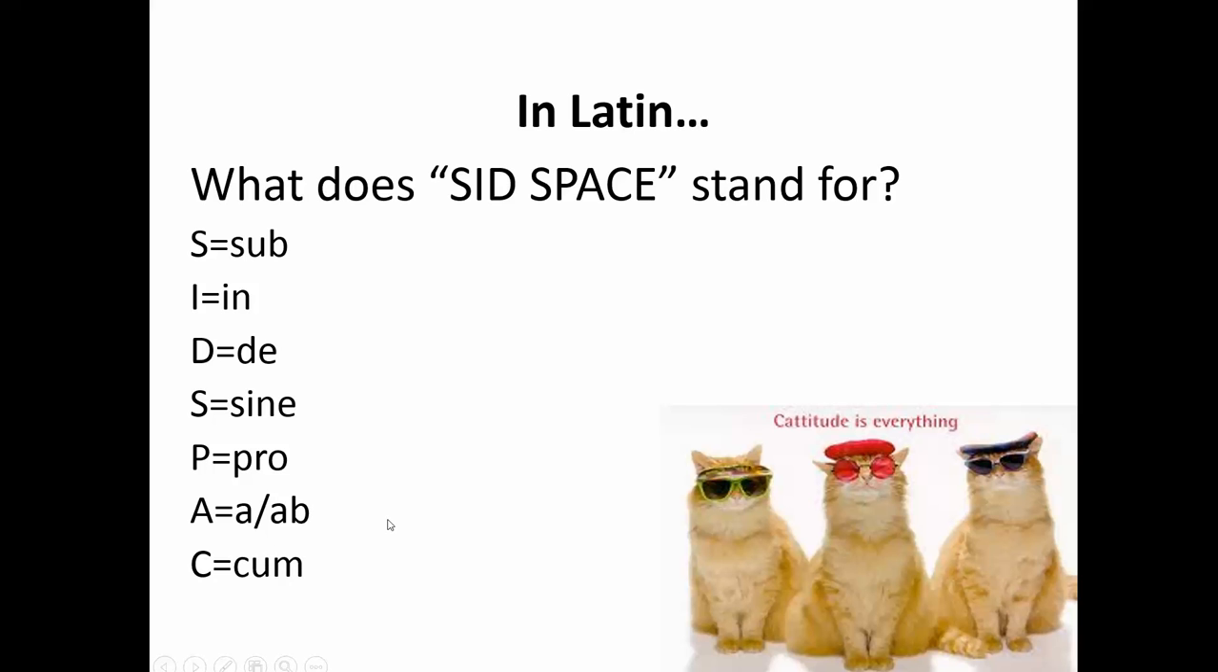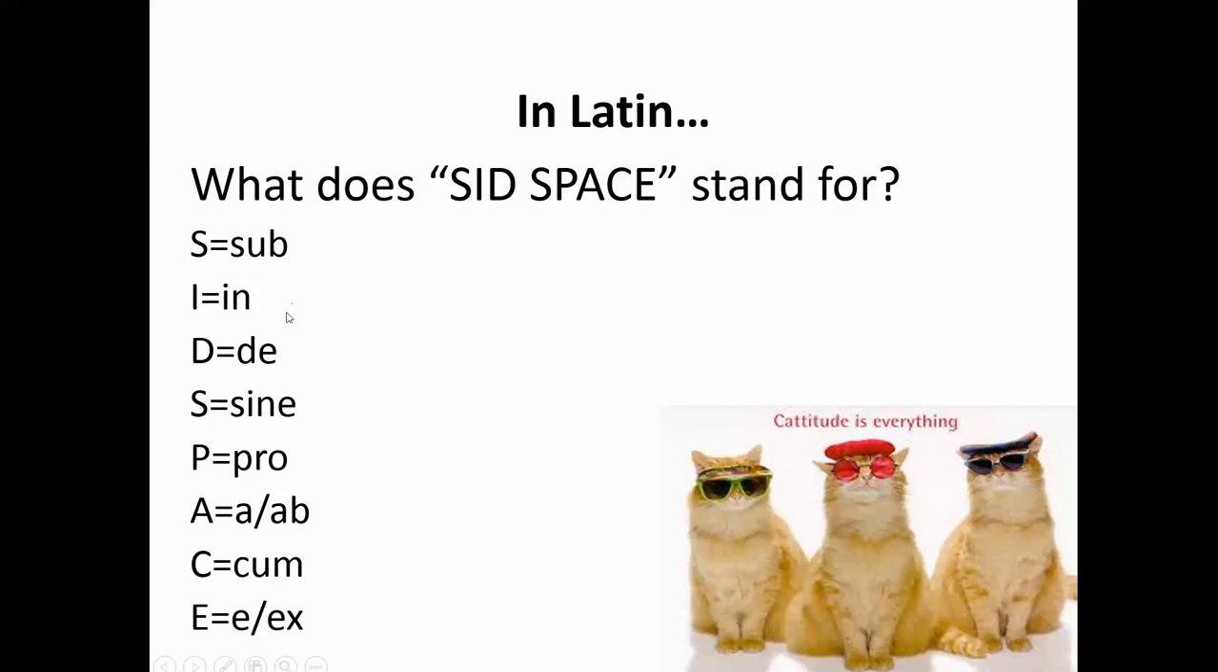C is for cum, which we know means with. And E is for e or ex. This works the same as ab. If I wanted to say out of or from the dog, which is what this preposition means, I would say e cane, with just the letter e. If I wanted to say out of or from the water, I would say ex aqua. So it's based on a consonant beginning versus a vowel beginning of the object of the preposition.